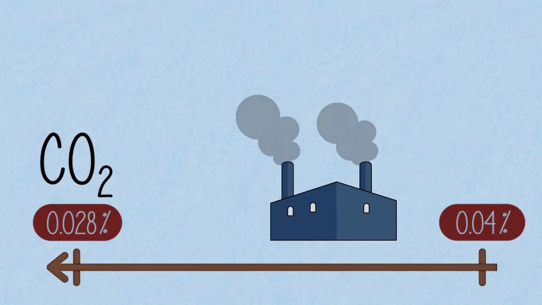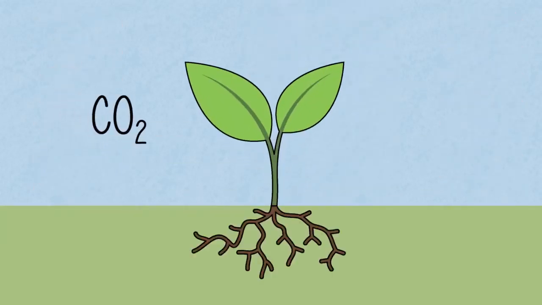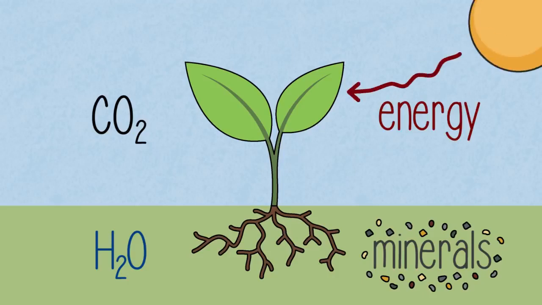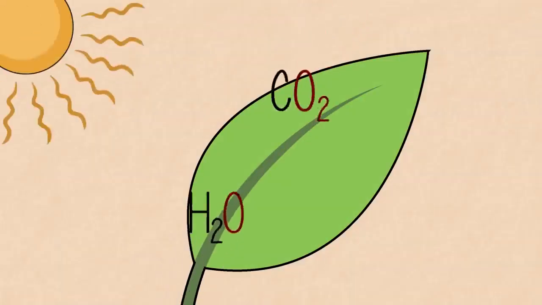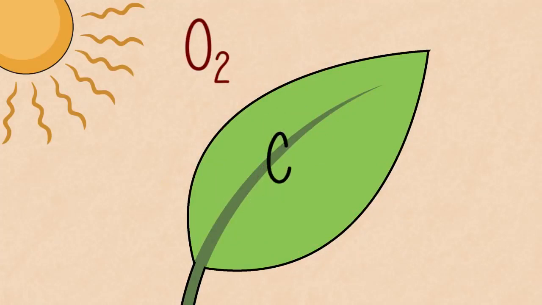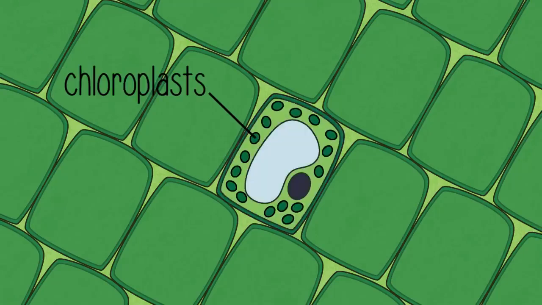Not much, you might think, but enough to enable plants to build up all the structures they need with a little help from the water and minerals they take up from their roots and energy from the sun. Plants use the sunlight to pull oxygen away from water and carbon dioxide, allowing the plant to capture the carbon. This happens in the green chloroplasts found in the leaves of plants.